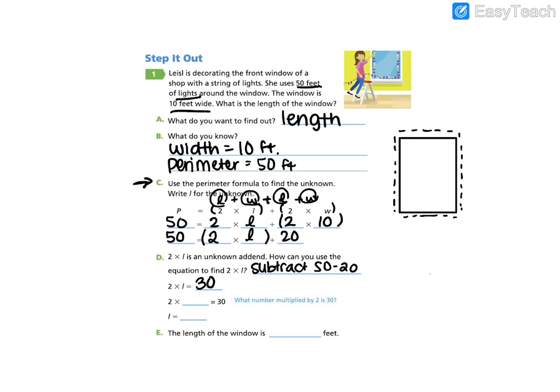Now we need to think, 2 times what is equal to 30? Again, we can think about it the same way. 2 times L equals 30. How do we rewrite that in inverse operation? L equals 30 divided by 2. So we find that it's 15. So the length of our window is 15 feet.